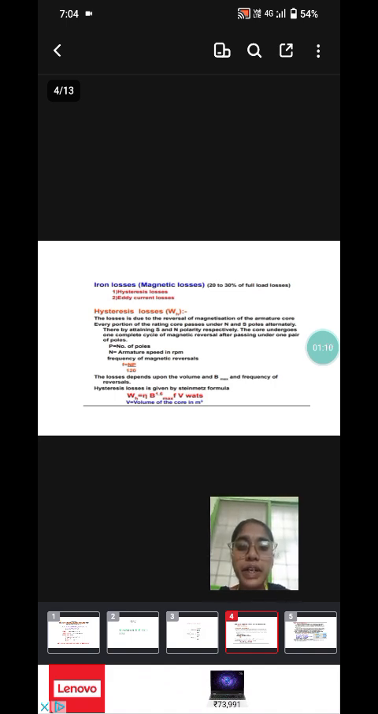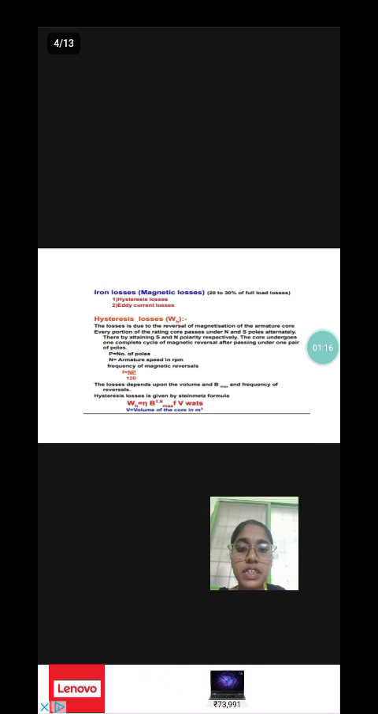The losses depend upon the volume, B max, and the frequency of the reversal. Hysteresis loss is given by the formula Wh is equal to eta B max to the power 1.6 times F times V watts, where V is equal to the volume of the core in meter cube.